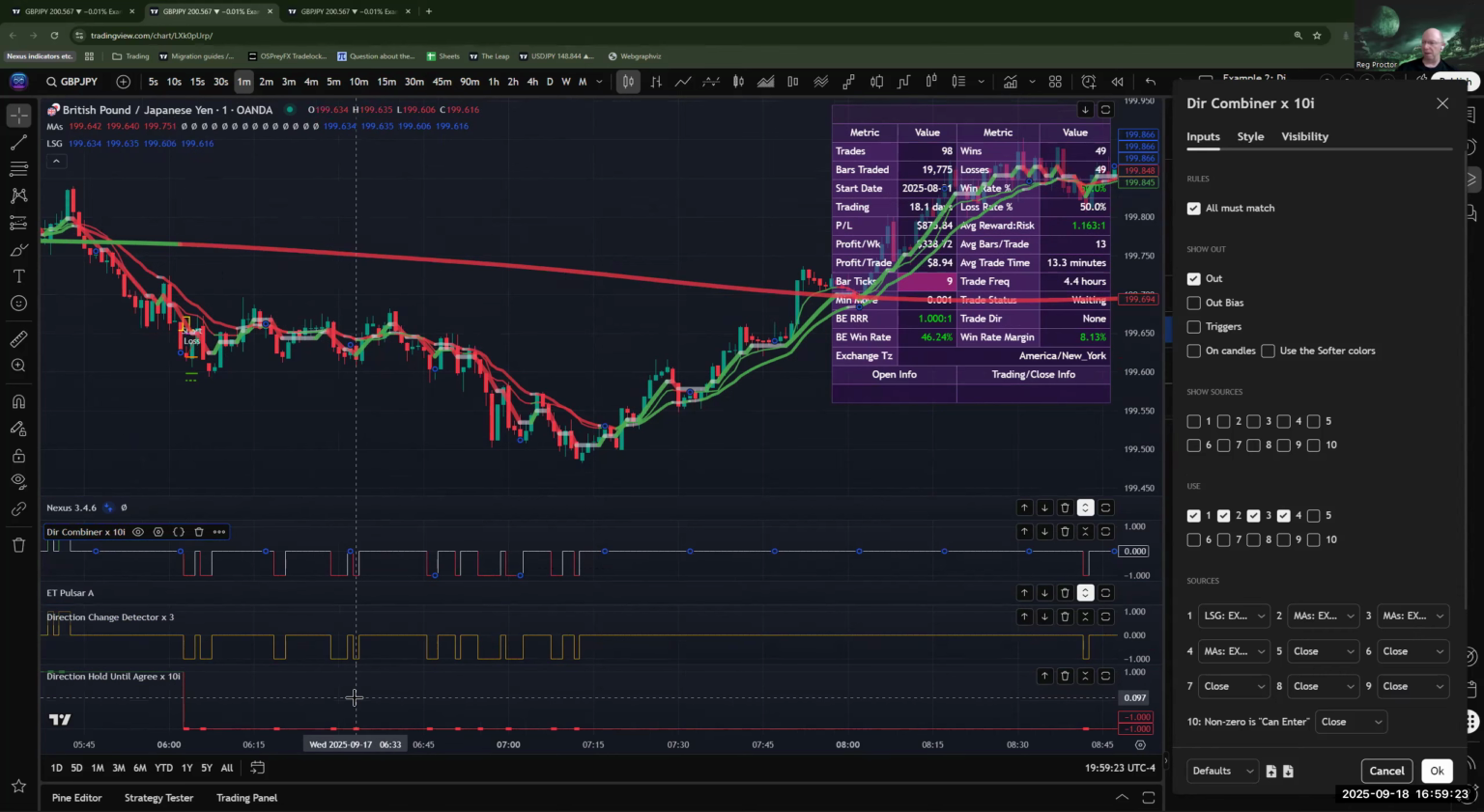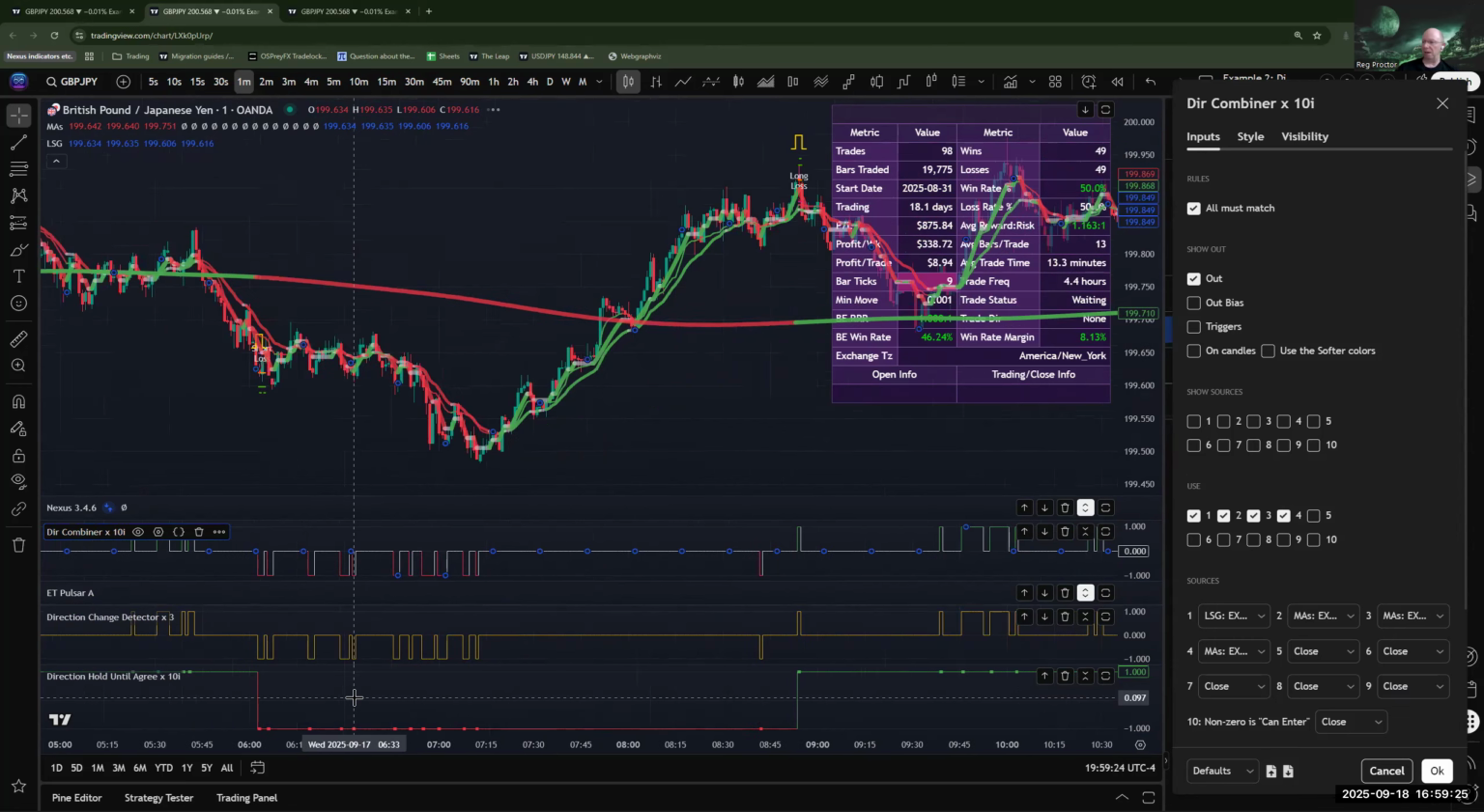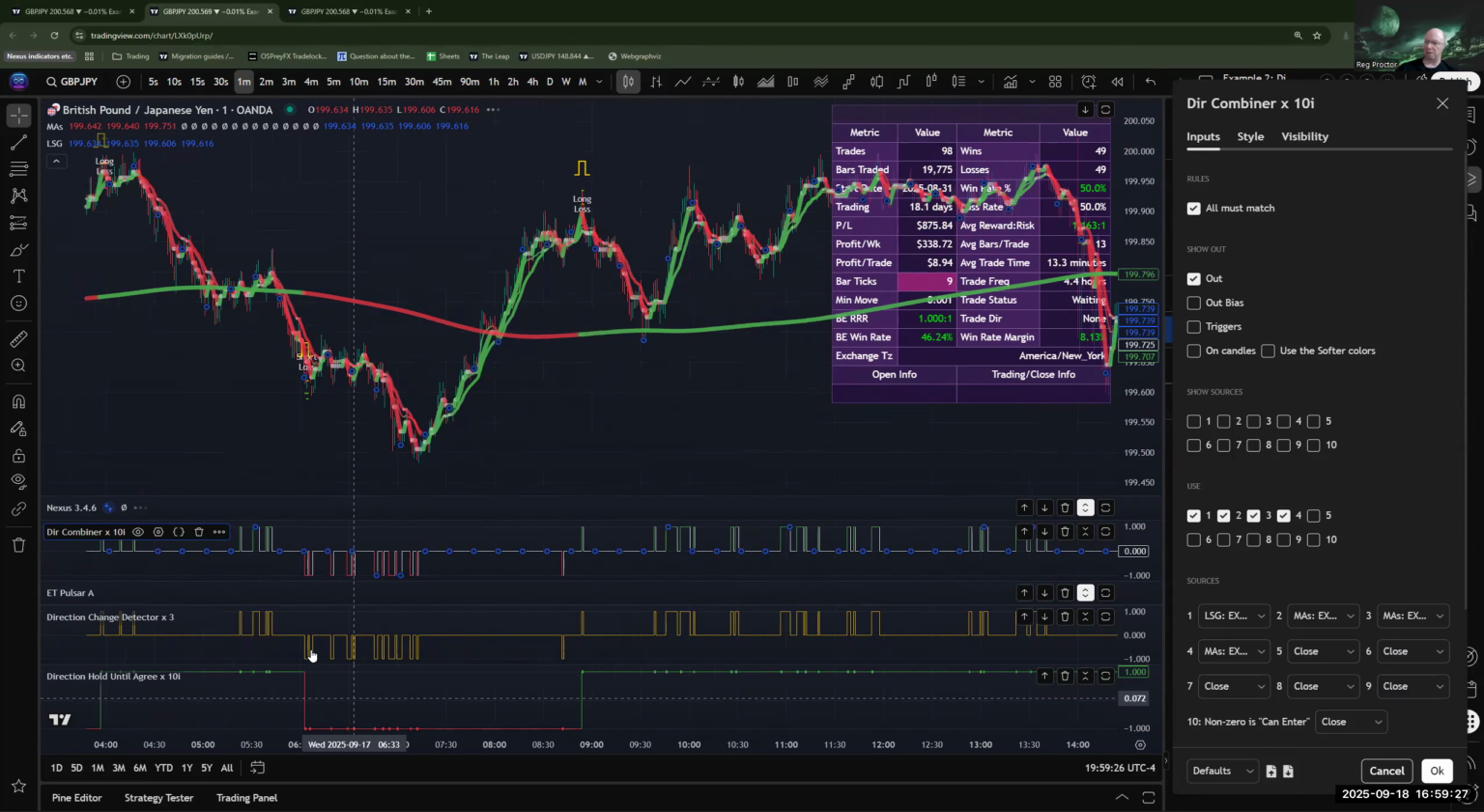On the other hand, this direction hold and agree cleans up the signal and says, look, instead of me triggering a change of direction on all of these, only when it swings past neutral and goes to the other side will I change. That's why it's called hold until agree. And the unsaid part of that, hold the current direction until all agree that another direction is now true. That would be the long version of that, but clearly I'm not going to label that out to here. So you get the idea.